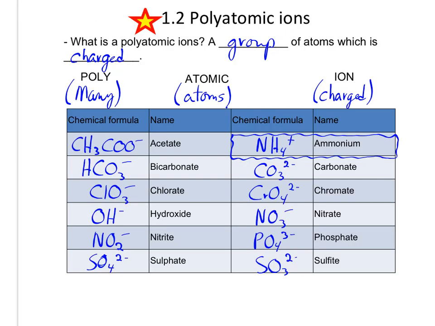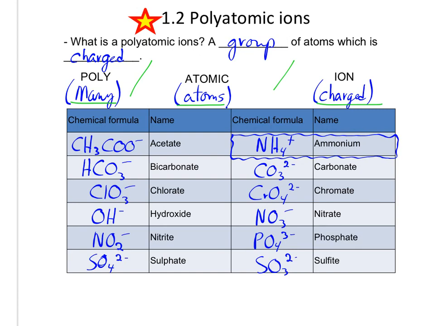1.2, polyatomic ions. You have a star next to that one, so this is an EST section, and the rest of your note package is all EST. So what's a polyatomic ion? Well, it's just a group of atoms which is charged. If we break down the word polyatomic ion, we see the meaning in the word. Poly means many, atomic is for atoms, and ion means charged. So many atoms that are charged, a group of atoms that are charged, basically.